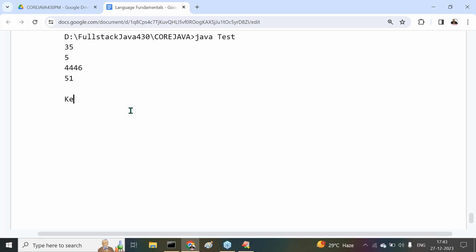Now what is the next point here? Keywords and reserved words. So what is a keyword and what is a reserved word? What is a keyword and what is a reserved word? That we have to understand now.